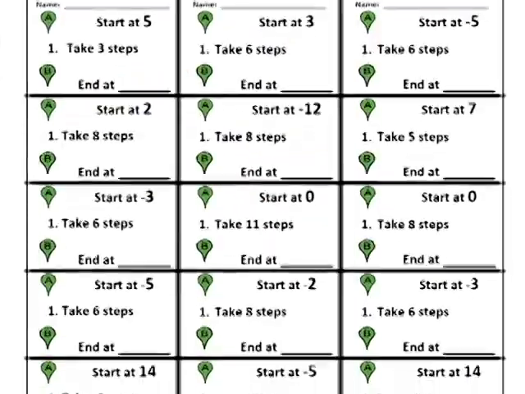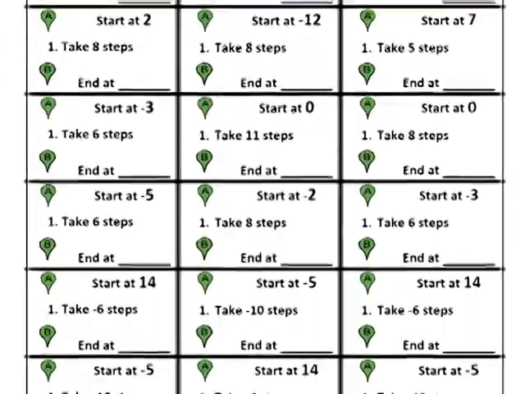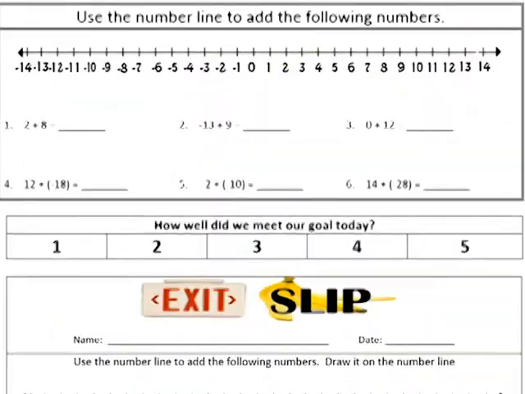This is an activity from class. If you are absent, you will be excused. Use the number line to add the following numbers. Give these 6 a try on your own. Now remember, there's negatives in there. I use the word add. We'll discuss more why we don't use the word subtract as often in this class. In reality, adding 12 plus negative 18 is the same as 12 minus 18. Go ahead and pause and give those a shot.